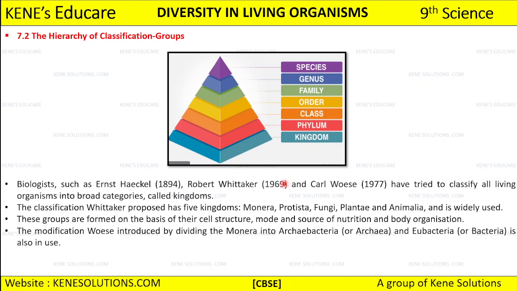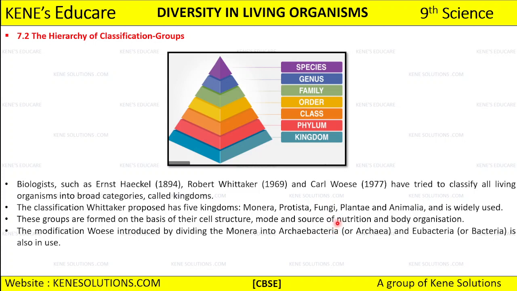Now these groups are formed on the basis of their cell structure. On the basis of what are these five kingdoms made? They are made on the basis of the cell structure, the mode as well as the source of nutrition, matlab how they acquire the required nutrients and from where they get this nutrition, as well as the body organization. So depending upon these three to four criteria that the organisms possess, we have classified them into five different kingdoms. We have even studied the characteristics of all five kingdoms, and we have even completed the division of Plantae as well, right?